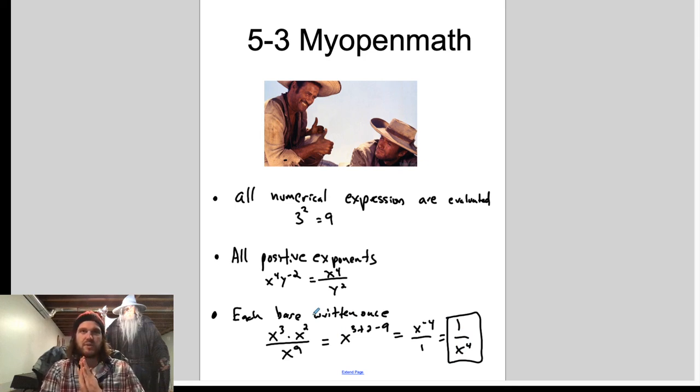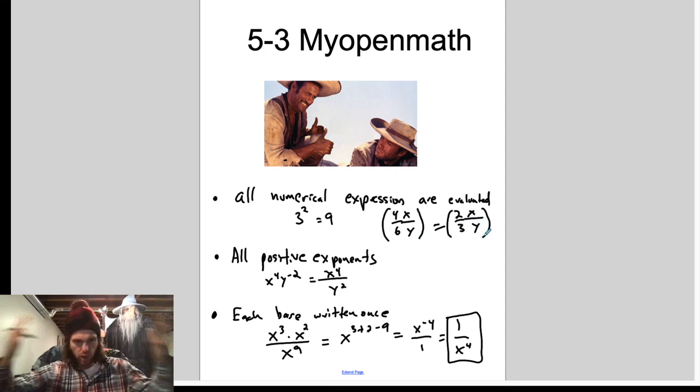And fractions should be simplified. So I guess that falls under that. Like if it's 4 over 6 and you have like x over y, please make sure that that is 2/3 y. So simplify all those fractions.